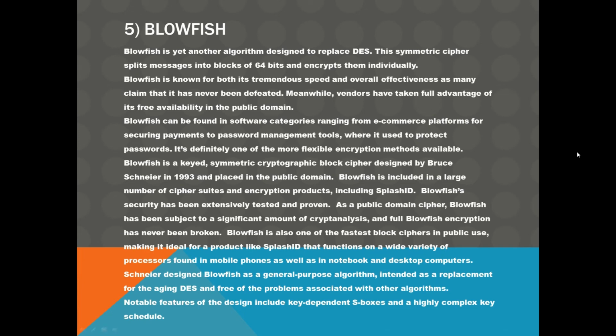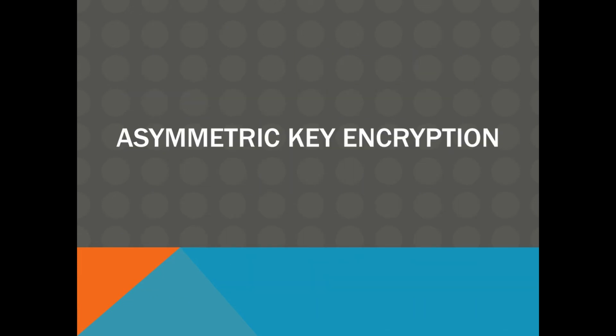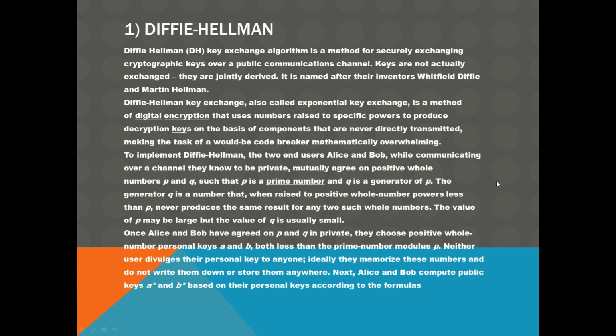Then let us move to our next class of cryptographic algorithms from the modern age. That is, let us come to asymmetric key encryption. So the first type of popular asymmetric key encryption algorithm which we have is Diffie-Hellman. So Diffie-Hellman or DH key exchange algorithm is a method for securely exchanging cryptographic keys over a public communication channel. Here keys are not actually exchanged, they are jointly derived. It is named after its inventors Whitfield Diffie and Martin Hellman.